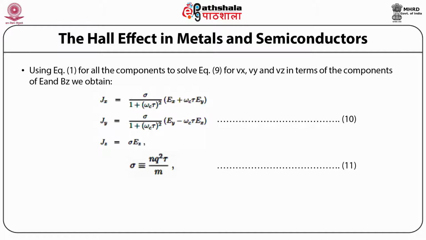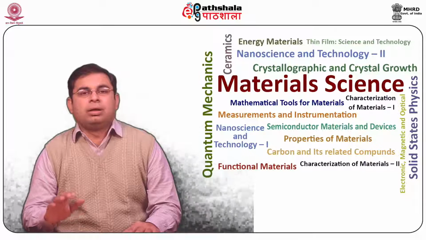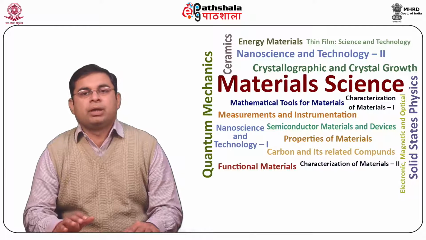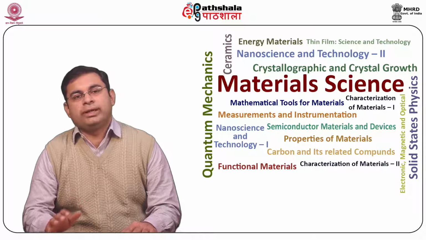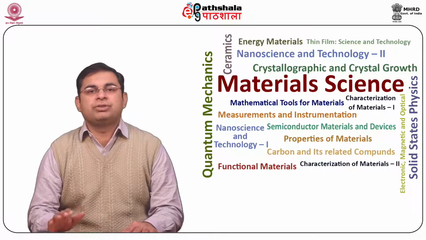Here sigma = n q^2 tau/m. This is given as equation 11, and omega_c = q Bz/m. This is given by equation 12. Tau here is termed as relaxation time. The angular frequency omega_c is called cyclotron frequency, and represents the frequency with which a charge rotates within the magnetic field. Thus, it denotes a measure of the field strength.